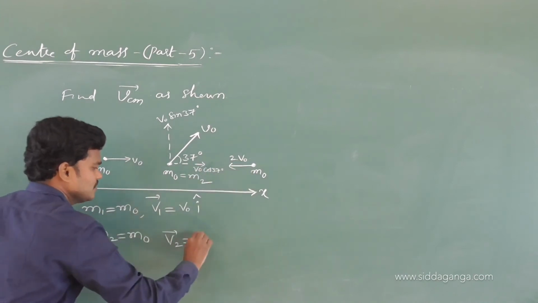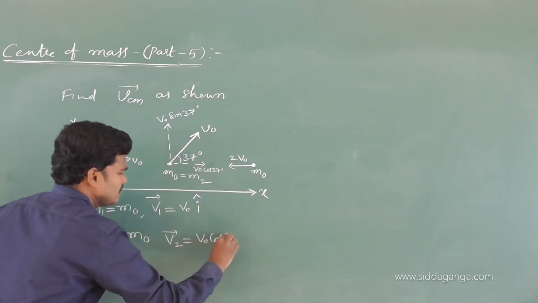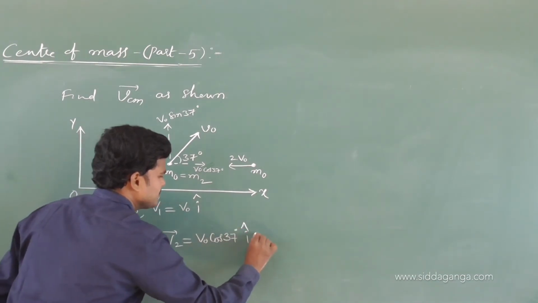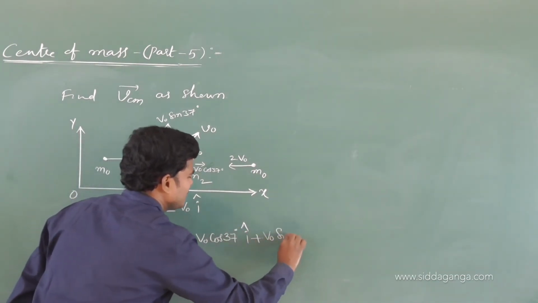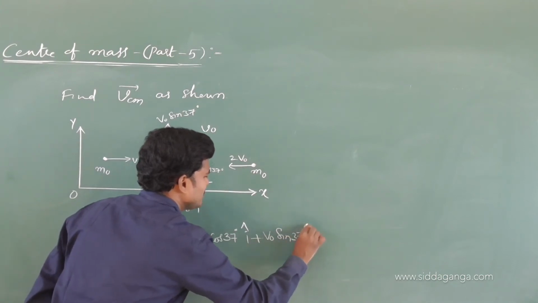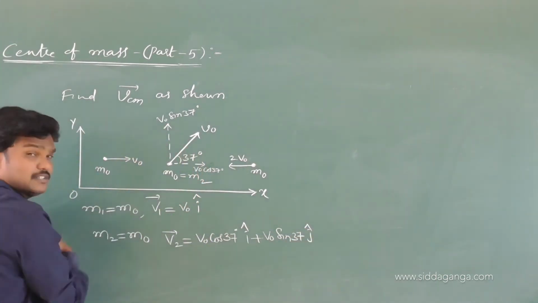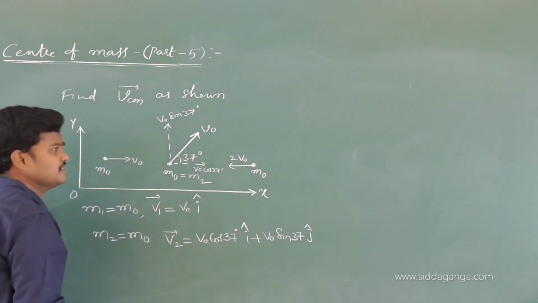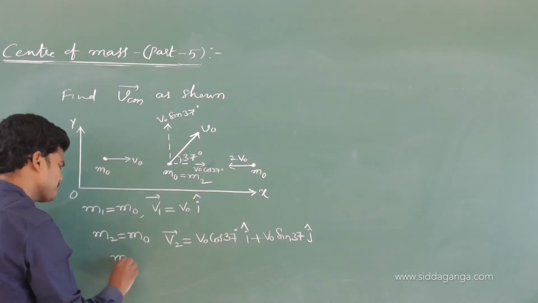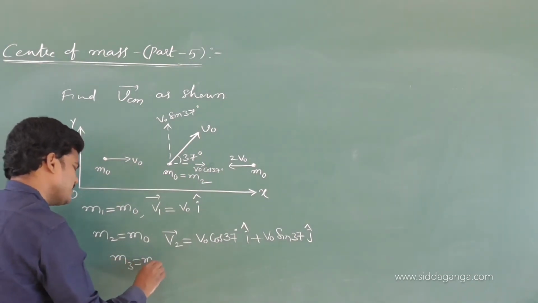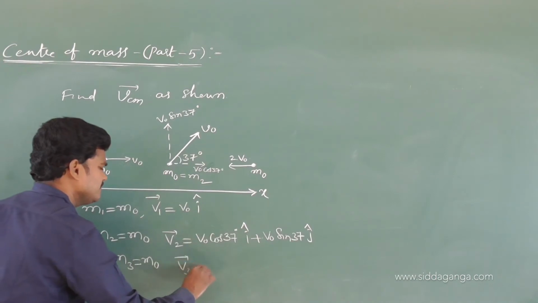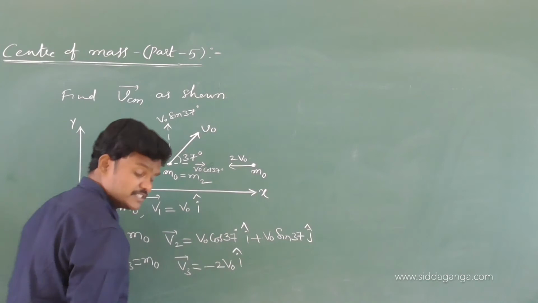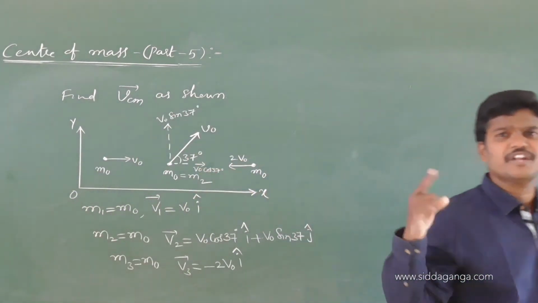V naught cos 37, V naught sin 37. This is along the x axis. So V naught cos 37 i cap plus V naught sin 37 j cap. If it moves in this direction, you can resolve: one is the negative y axis, the other one is the negative x axis. And coming to the M3, M naught and V3, it is moving left, minus 2 V naught i cap. Why am I using minus? Because the particle is moving to the left side, so negative x axis.